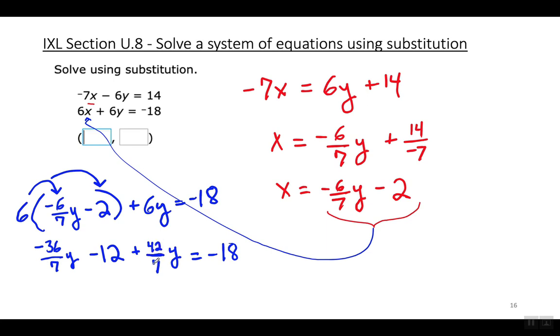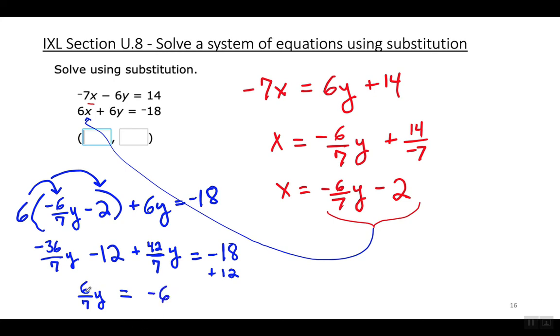42 divided by 7 equals 6. So this fraction is equivalent to 6y. This will allow me to combine it with this fraction over here. Okay, so negative 36 over 7y plus 42 over 7y is going to equal 6 over 7y. And this minus 12, I'm going to move it to the right and add it. So negative 18 plus 12 is going to give me negative 6.